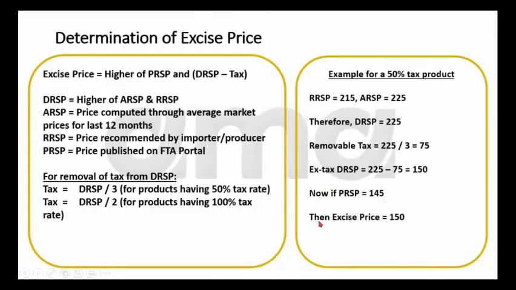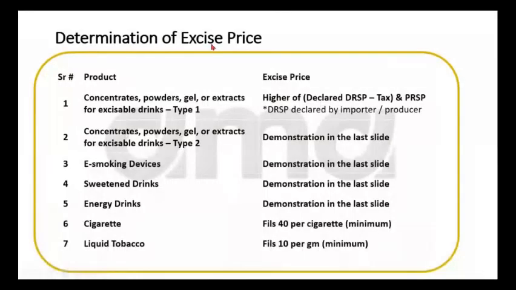Simply, we have to arrive at this excise price, for which we have just assumed RRSP, ARSP, DRSP and PRSP, and we compare, and we finally arrive at this 150. Okay, determination of excise price: for every product it is different. For example, we have demonstrated concentrates, gels, extracts, etc., e-smoking devices and sweetened products, energy drinks. E-cigarettes, for cigarettes there is a 40 fils per cigarette minimum excise price, and for liquid tobacco there is 10 per gram.